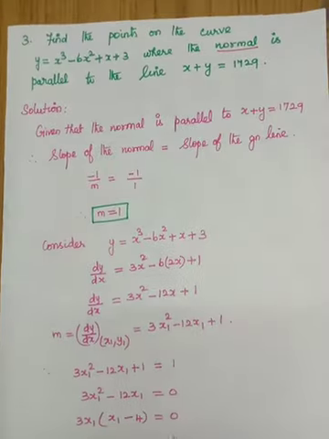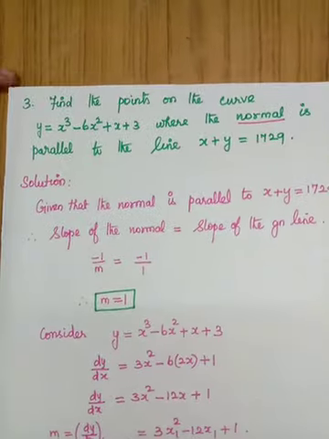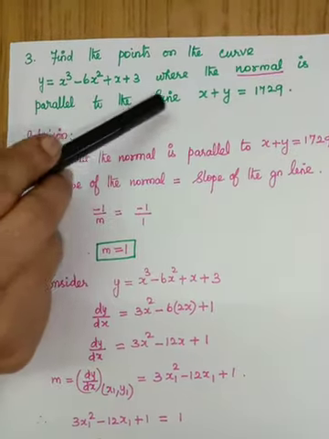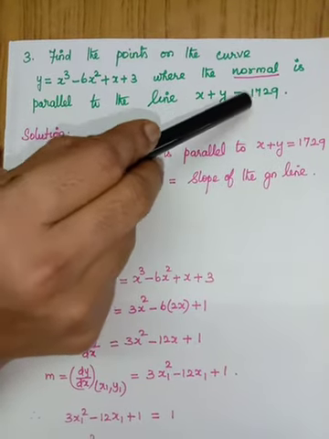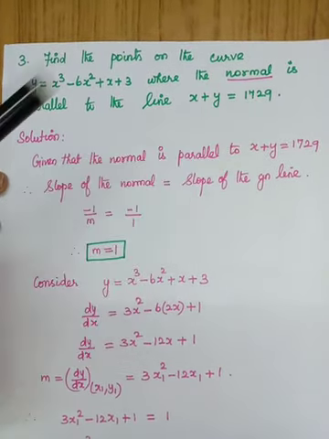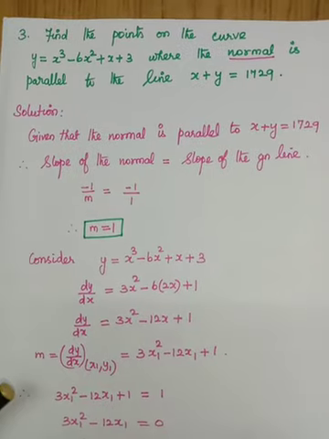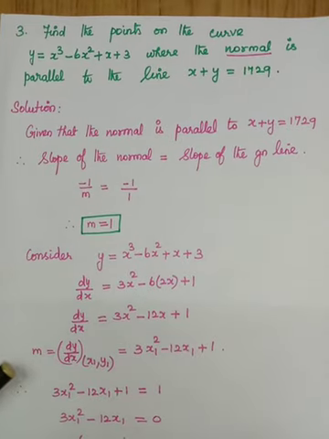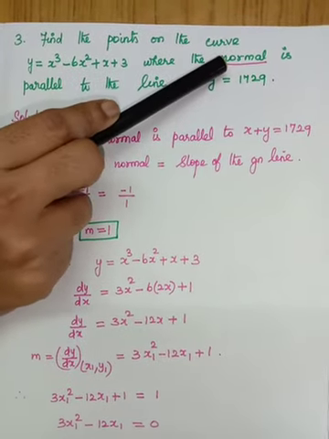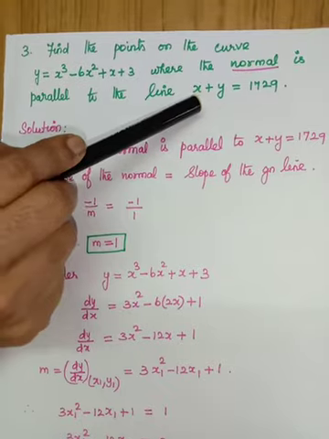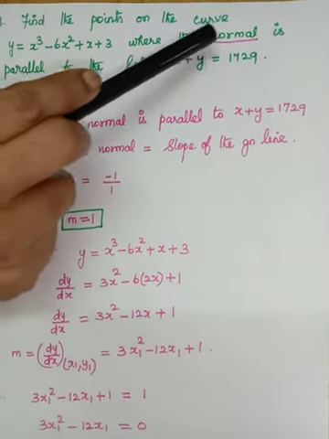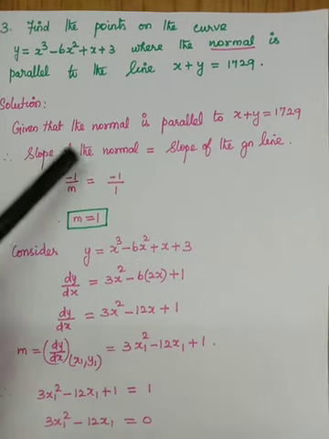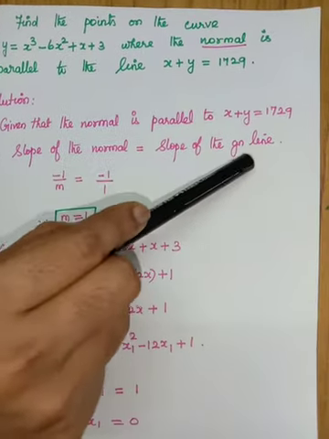Okay, so come to the third problem. Find the points on the curve where the normal is parallel to the line x plus y is equal to 1729. See the previous problem, what is given? The tangent is parallel. So in this problem, the normal is parallel. Okay, so normal is also a straight line. So here the given line is also a straight line. So the two lines are parallel means their slopes are equal. So slope of the normal is equal to slope of the given line.